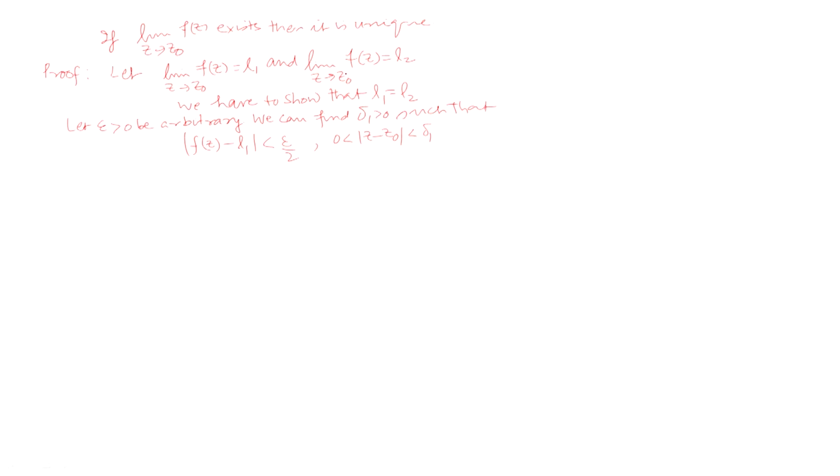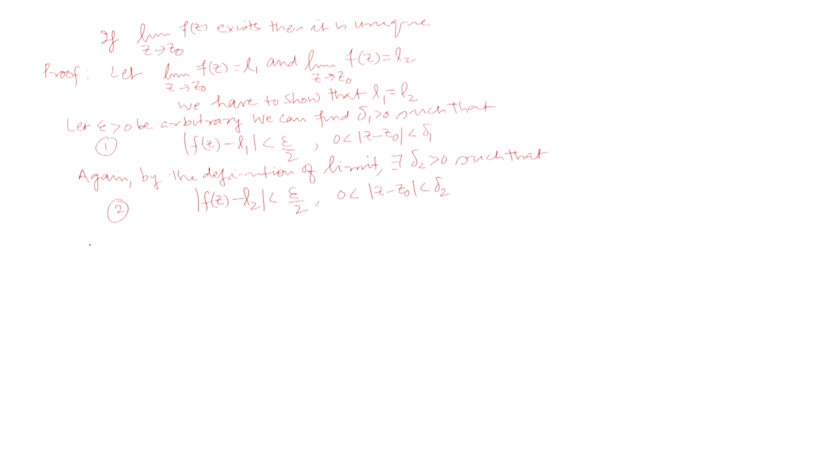Now, since limit z tends to z naught f z equal to L2, again by the definition of limit, for the same epsilon greater than 0, there exists delta 2 greater than 0, such that mod of f z minus L2 is less than epsilon by 2 whenever 0 is less than mod of z minus z naught less than delta 2. Okay. Now, let us say this is equation 1, this is equation 2.